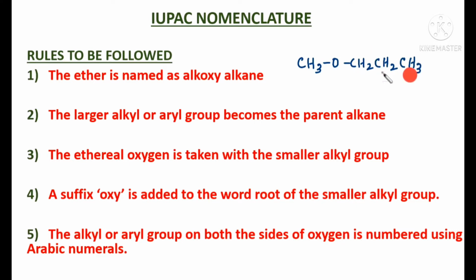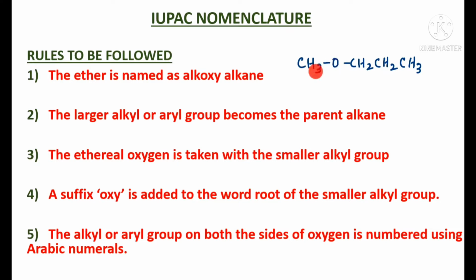So what is the alkyl group here? Propyl. So what is the parent alkane? Propane. Understood? So this is the second rule. Next, the ethereal oxygen is taken with a smaller alkyl group. This is the ethereal oxygen, and this is taken along with the smaller alkyl group.